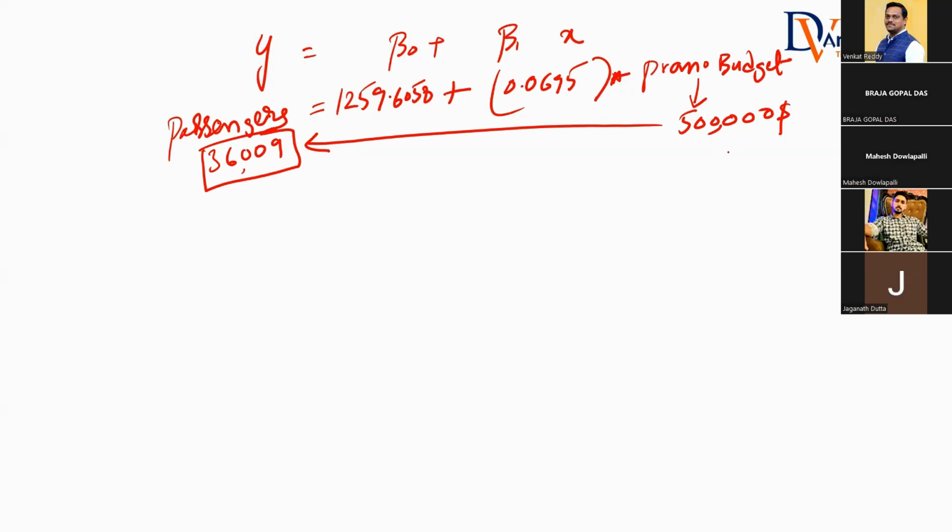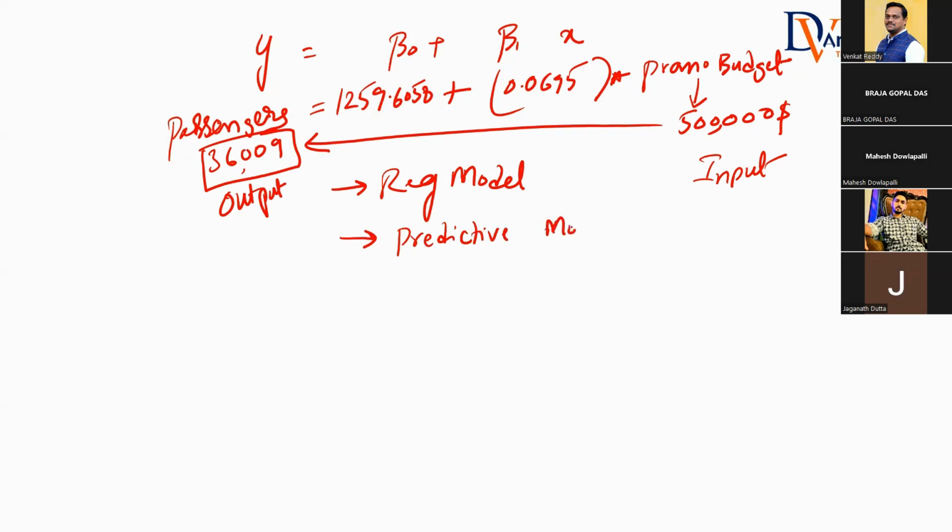So this is the input. This is the output. This equation takes the input and gives us the output. That's why it is known as a model. It is also known as regression model. Since it is giving a predicted value as output, it is known as a predictive model. It is taking the input and trying to give us the output, which is a predicted value, that is known as a predictive model.